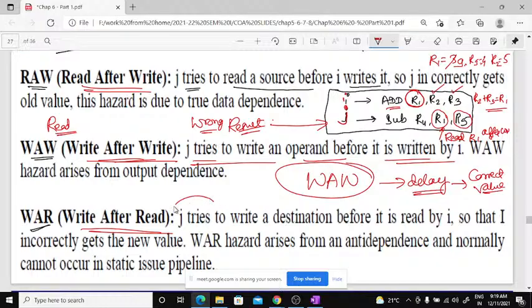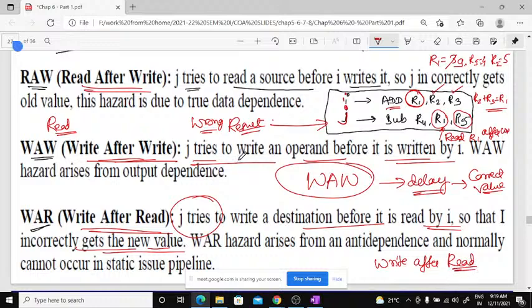Then write after read. J tries to write a destination before it is read by I, so that it incorrectly gets the new value. So the write after read hazard arises from an anti-dependence and normally cannot occur in the static issue pipeline.